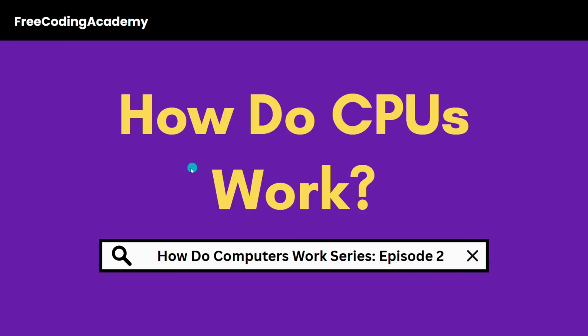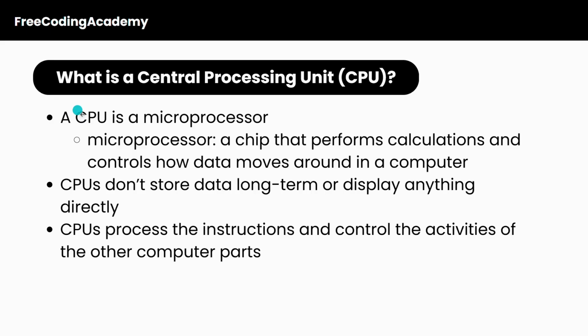This video covers how CPUs work. First up, what is a central processing unit or CPU? A CPU is a microprocessor. So a microprocessor is a chip that performs calculations and controls how data moves around in a computer. CPUs don't store data long-term or display anything directly. Instead, CPUs process the instructions and control the activities of the other computer parts.